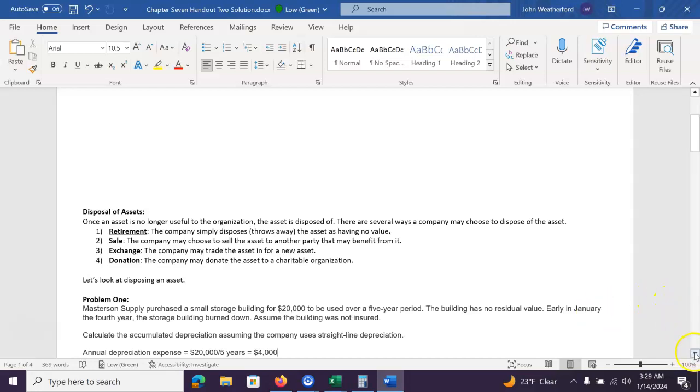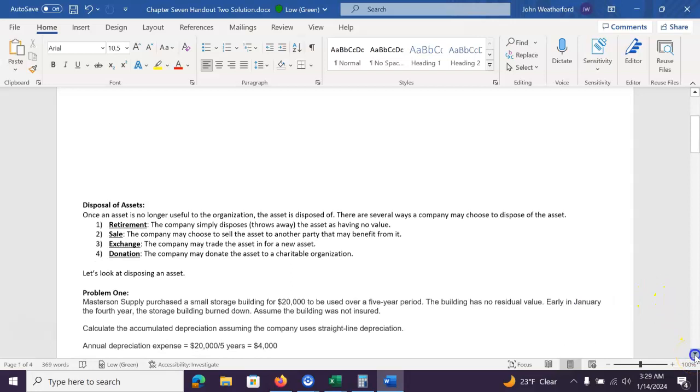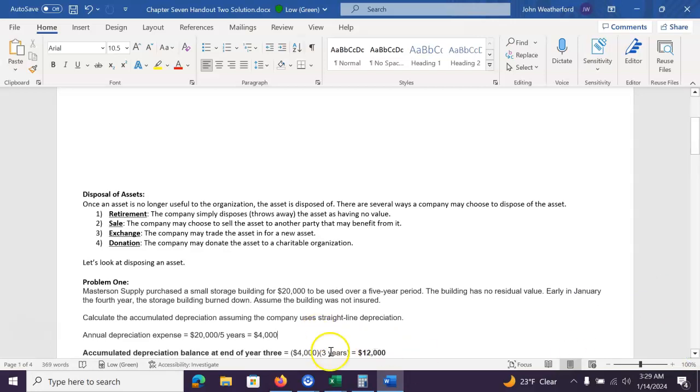So we're 3 years in, so we'll take that annual amount of $4,000 and multiply it by 3 years. And that gives us our balance in accumulated depreciation by the time the building was lost in the fire. Right? So at the end of year 3, accumulated depreciation was $12,000, and just a few days after that, in early January, it was lost in the fire. So the balance in accumulated depreciation when the fire occurred was $12,000. But you guys, if this building is gone, we need to take it off the books. And we're going to look at how we do that.